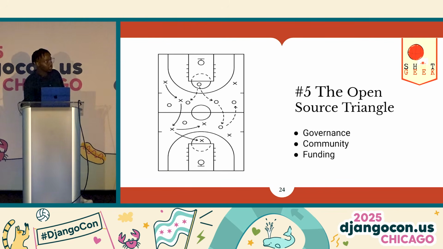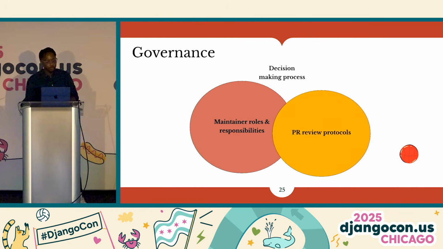So the next play is called the open source triangle. Three sides, all equally important. If any one of these is missing or weak, the whole project begins to wobble. These are elements I'm still actively working on and building with ShotGeek, but I want to talk about them a little bit. The first one, which has been spoken about today in some talks, is governance.